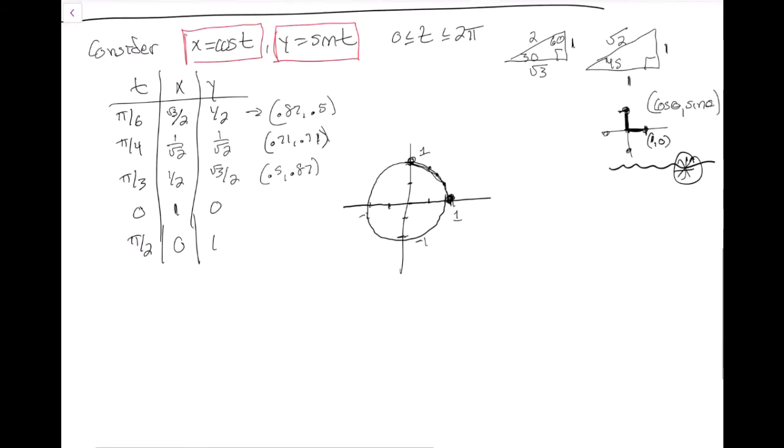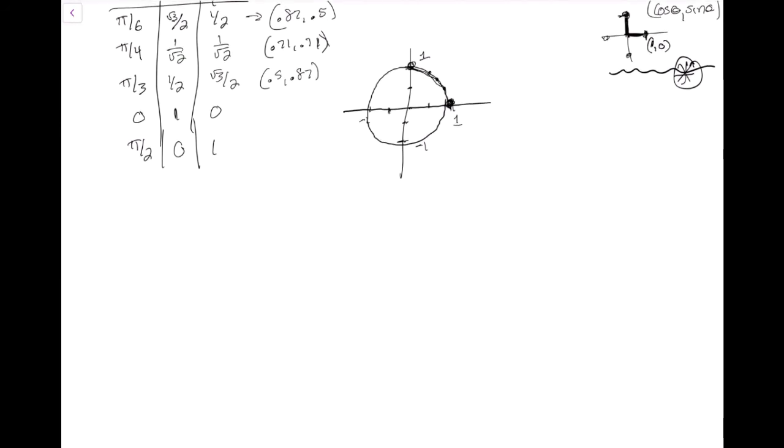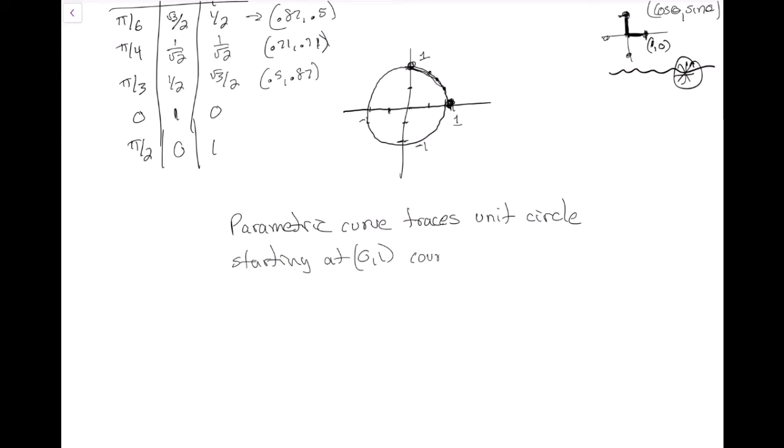So if we just want to give a little description of our curve here, I want to say the parametric curve traces the unit circle starting at 0, 1, counterclockwise.